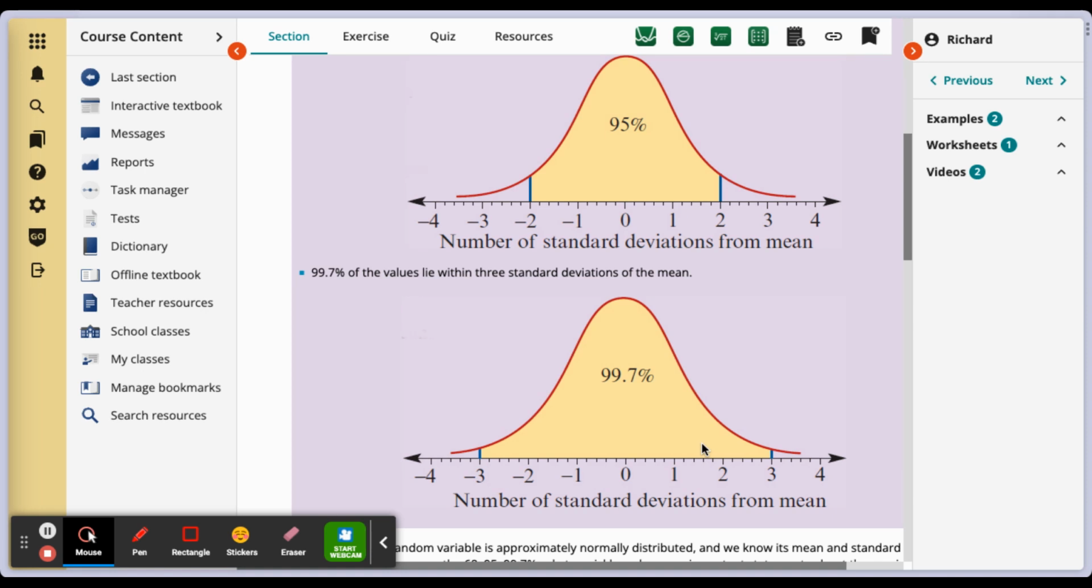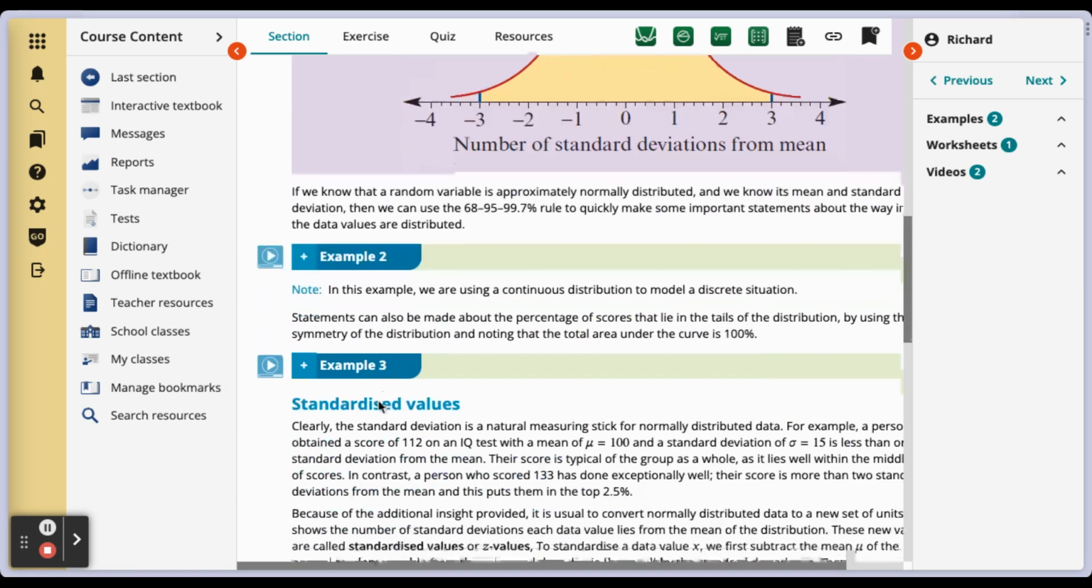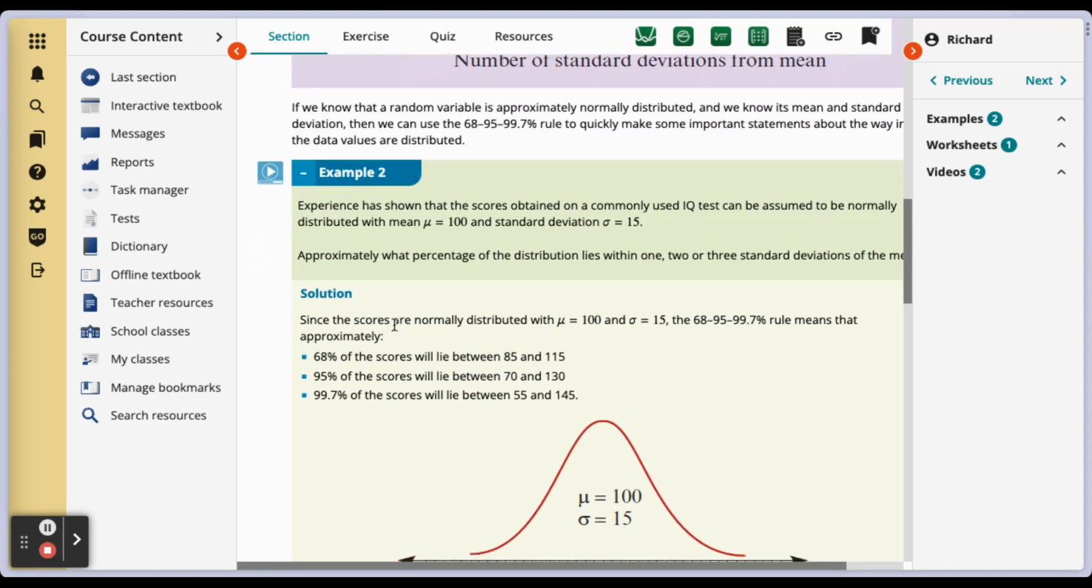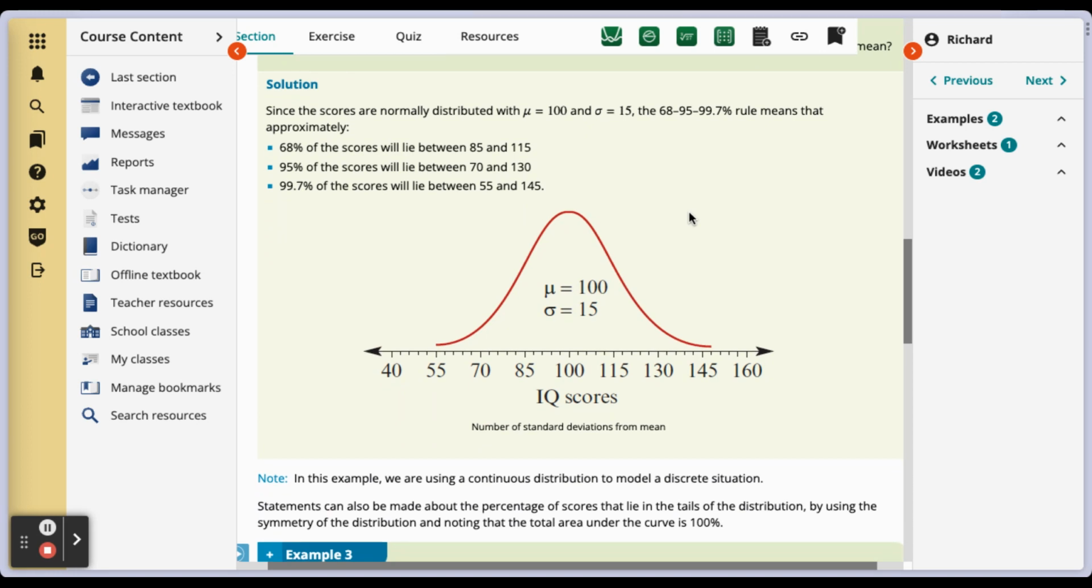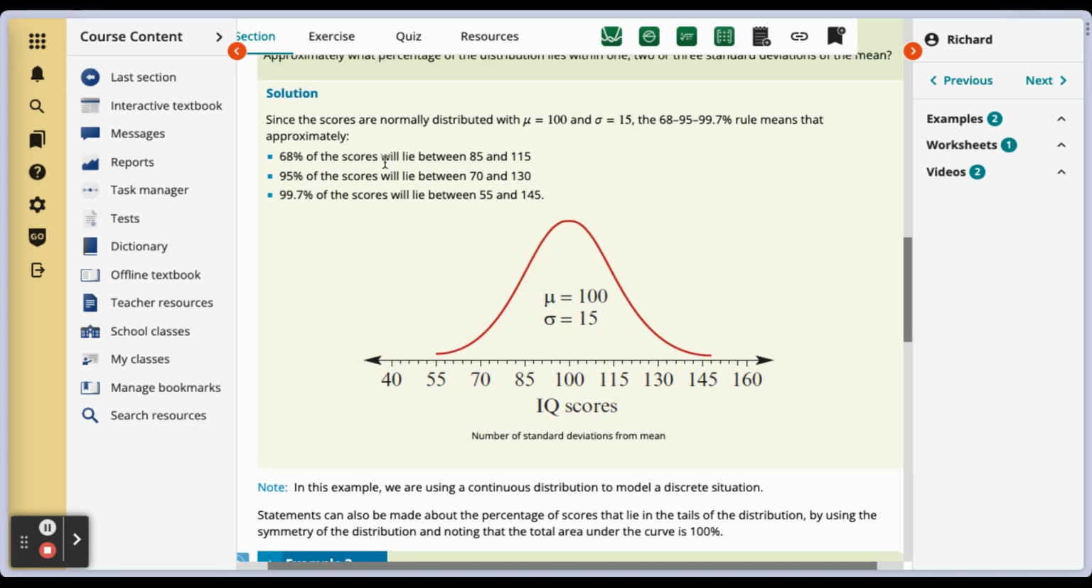Alrighty, let's move on. I'll try and move on a little bit faster. We look at example 2 here. It says, experience has shown that the scores obtained on a commonly used IQ test can be assumed to be normally distributed with a mean mu equals 100 and standard deviation sigma equals 15. Approximately what percentage of the distribution lies within 1, 2, or 3 standard deviations of the mean?